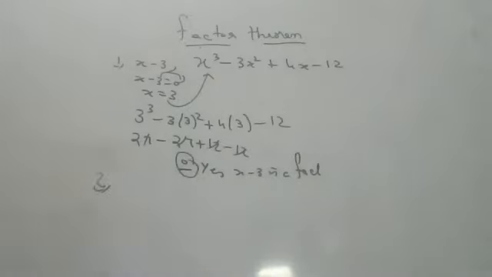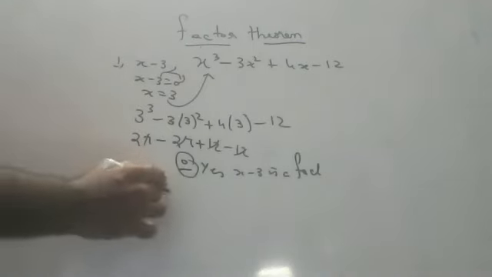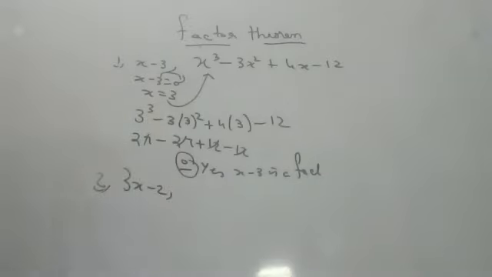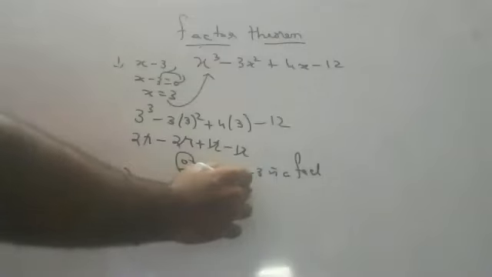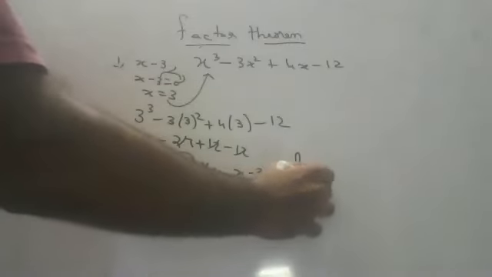Okay, children. Anyway, one more sum I'm showing, children. It will be very easy. All sums will be very easy. Go to the 8th sum, children. I'm showing the 8th sum for everyone. Show that 3x minus 2 is a factor of 3x cube minus x square minus 20x plus 12.